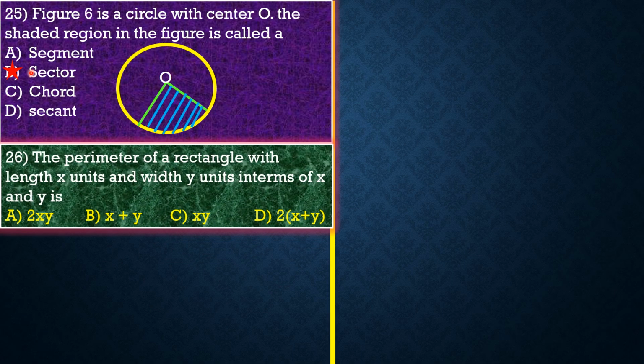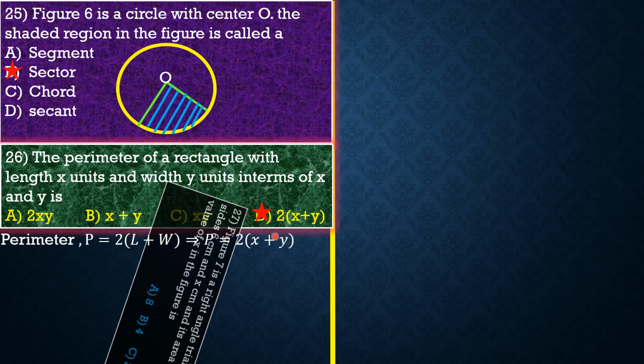It reads that the perimeter of a rectangle with length x units and width y units, in terms of x and y, is. So guys, let's keep in mind and let's not forget that the perimeter is being given as P equal to what? Length plus width, all of that multiplied by 2. So if we plug in everything, our length is x, our width is y, so we are going to have P to be the same as 2 into x plus y. Great. So guys, option D is the best option.